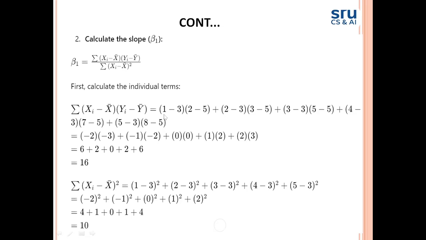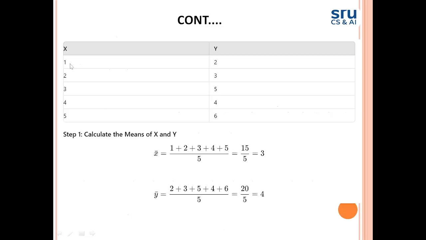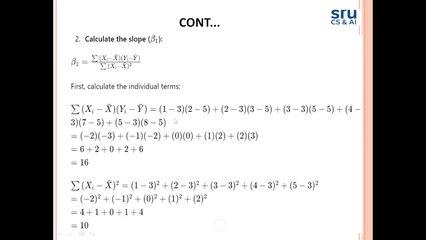If we take i equal to 1, here x1 is equal to 1 and y1 is equal to 2. Similarly, x2 is equal to 2, y2 is equal to 3. Then we have x3 equal to 3, y3 equal to 5, x4 equal to 4, y4 equal to 4. Then x5 is equal to 5, y5 is equal to 6. We put all these values here and we get 16.